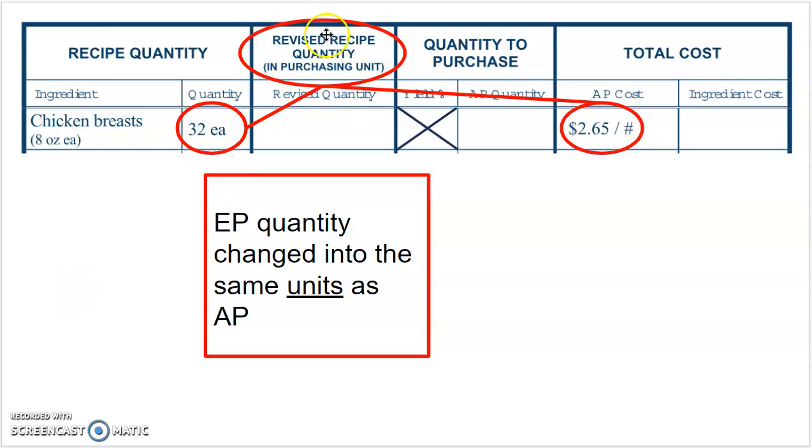The revised recipe quantity is just taking the EP quantity, the recipe quantity here, and making it into the same units as the purchasing cost units. Those are in pounds, our chicken breasts are in each. So we want to take that EP quantity and make it into the same units as the AP.